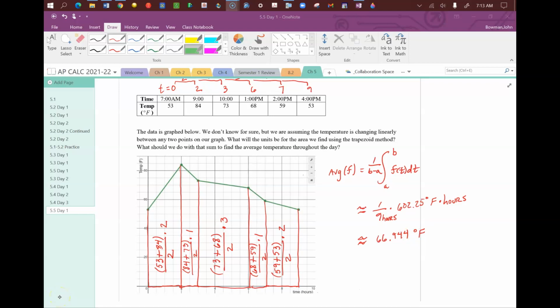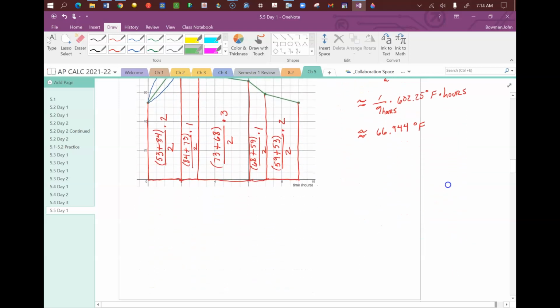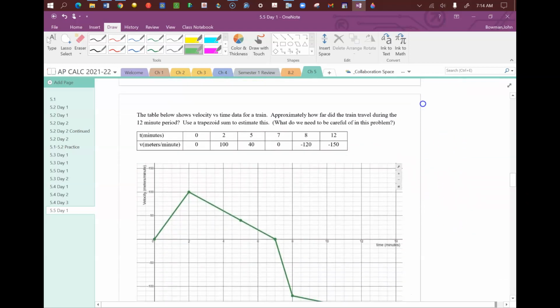Now you might ask yourself if this is an overestimate or an underestimate, and in this case you can't answer that question because we don't know if the temperature relationship is concave down or concave up on each of those intervals, so we don't know for sure.